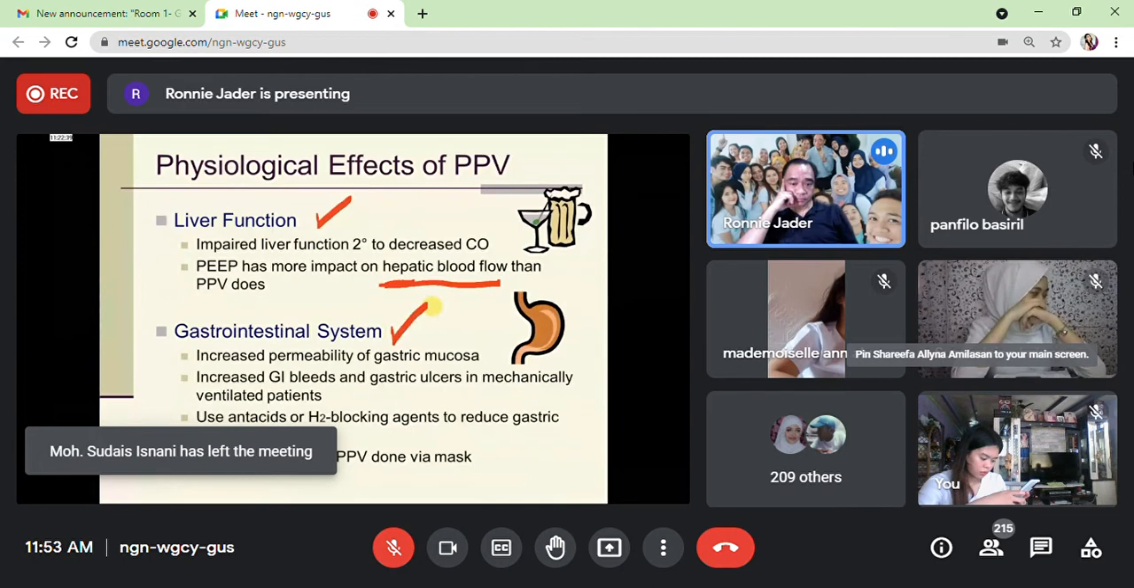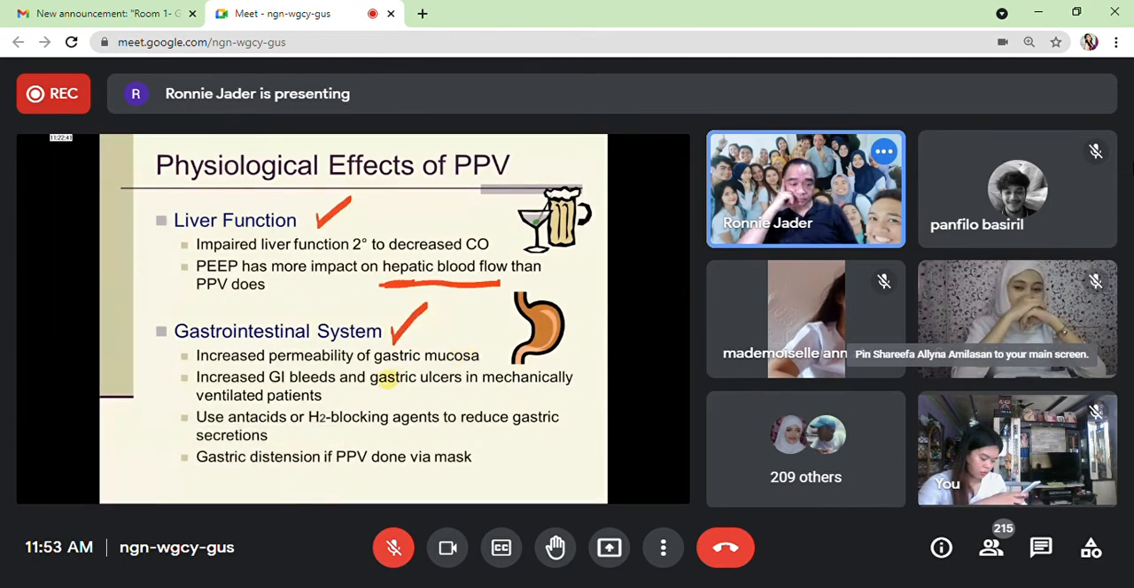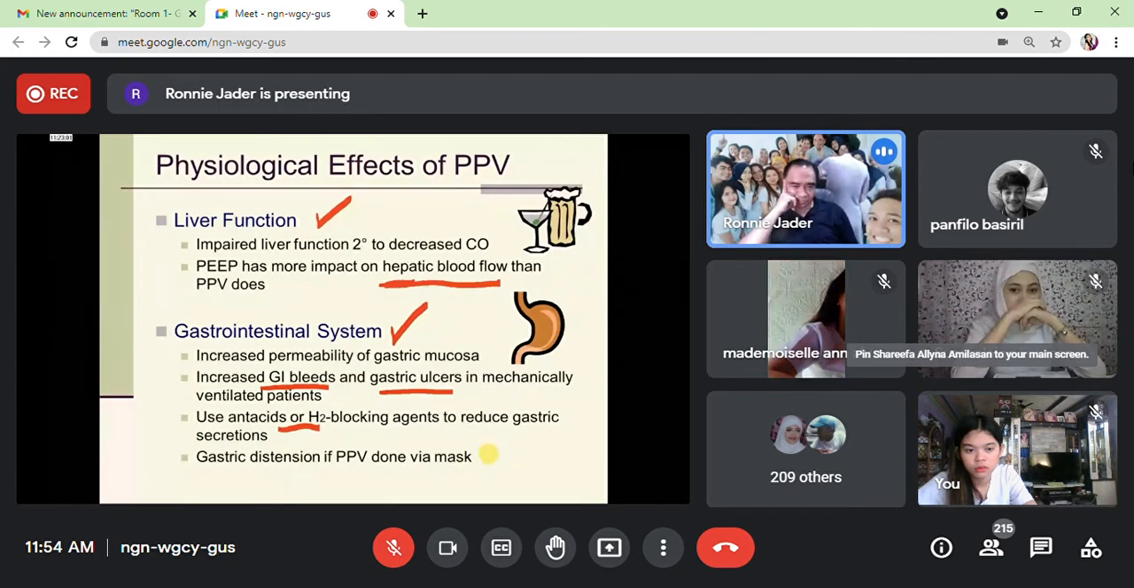The gastrointestinal system is a kind of surprise to us. Patients on positive pressure ventilation tend to get more gastric bleeds, they get ulcers. So there's a requirement for antacids, and we're also going to be concerned about gas, causing ventilator associated pneumonia. All right.